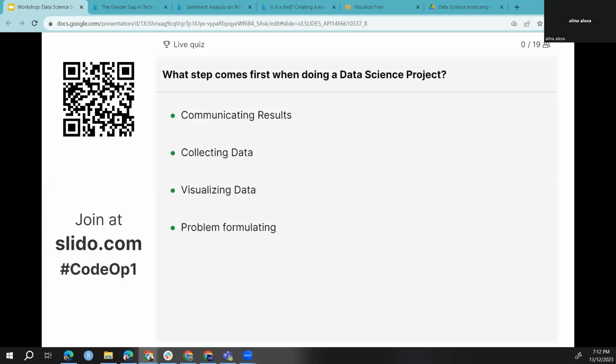And let's see, what step comes first when doing a data science project? What's the first one? What is the first thing before you do anything? What do you think you need to do? Let's see, okay, 12 people getting there. I won't reveal what you guys are saying because then people tend to jump on the highest percentage answer. So let's see. Okay, we got it now.